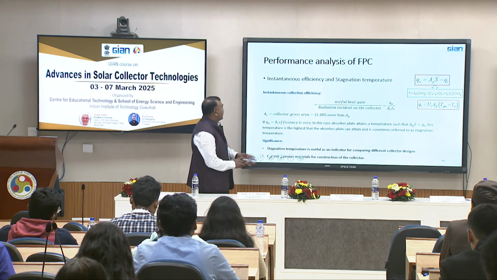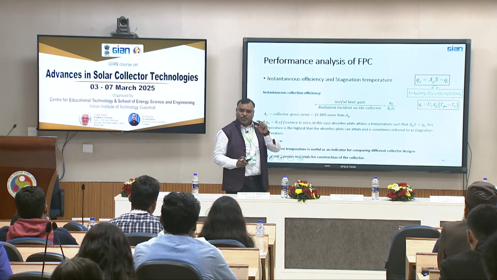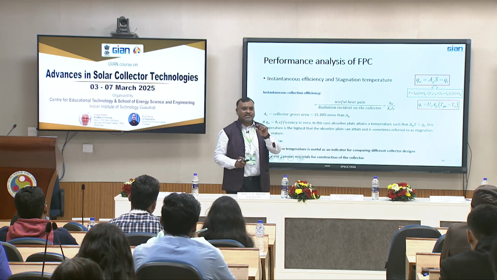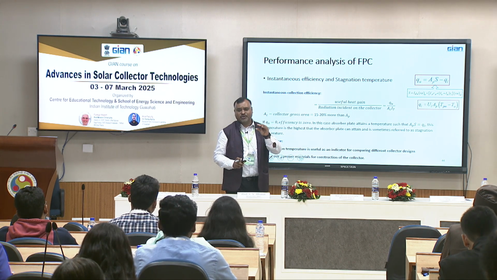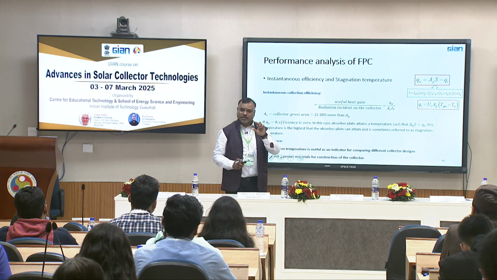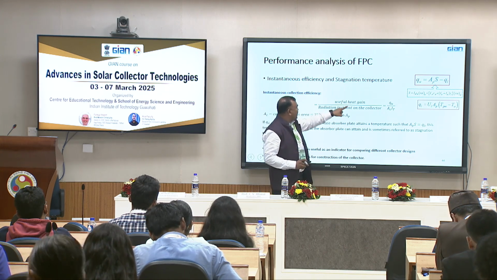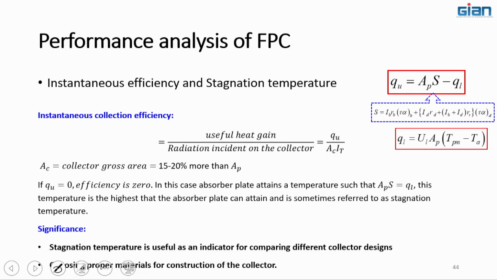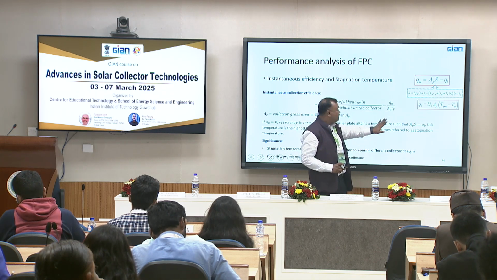Normally in solar calculations we consider 1 hour as instantaneous, not 1 second, because we consider that in 1 hour the radiation is not going to vary very much. So that's why we consider a 1 hour time as instantaneous time. So this is the useful heat gain to the radiation incident on the collector. It is QU by AC IT. Here AC is the collector area and IT is the total radiation falling on the collector, and QU is the useful heat gain, right.